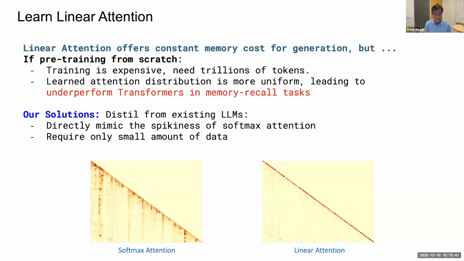Another line of recent work, instead of training a linear attention model from scratch, proposes to distill from an existing full attention model. This is also our approach in this case. We directly mimic the spikiness of the softmax attention, and we only need a small amount of data to distill from the existing full attention model.